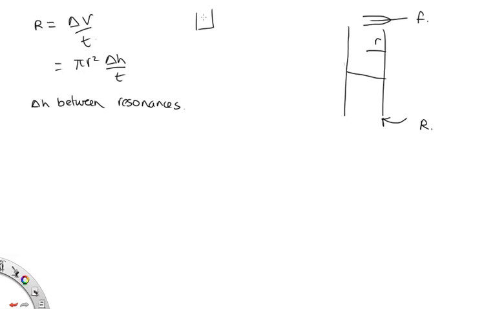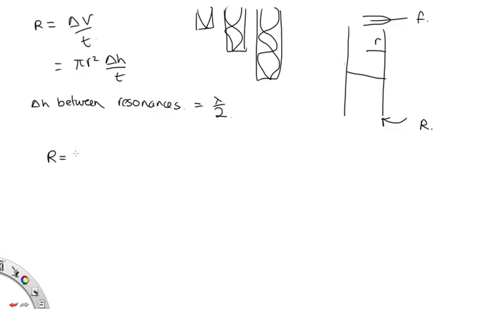well, we have resonances like this at a quarter of a wavelength, and then at 3/4 of a wavelength, and then at 5/4 of a wavelength. But the difference between each of these resonances is equal to lambda over 2. So what we need to do is just replace delta H with lambda over 2. So what we have is R is equal to pi little r squared lambda over 2t. And what we're asked for is the time between these resonances. So just rearranging this, we get the time between them is equal to pi r squared lambda over 2R.